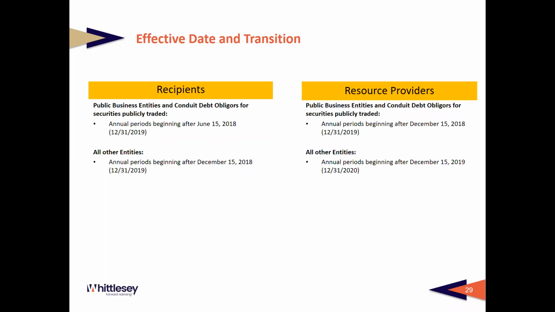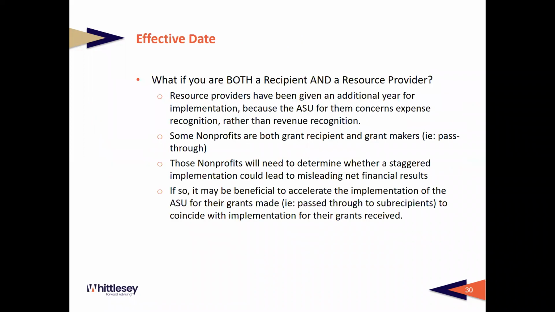So let's just talk again briefly about the effective date and transition. Most nonprofits, again, it's effective for annual periods beginning after December 15, 2018. So again, your December 31, 2019 fiscal year. Now, if you're a resource provider, I'm actually going to jump to the last slide.